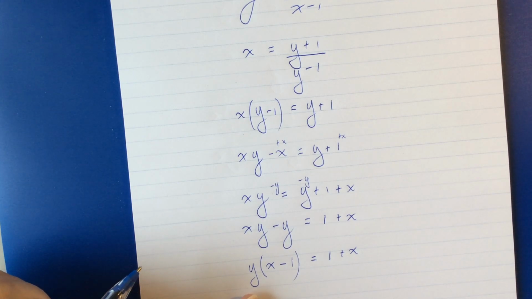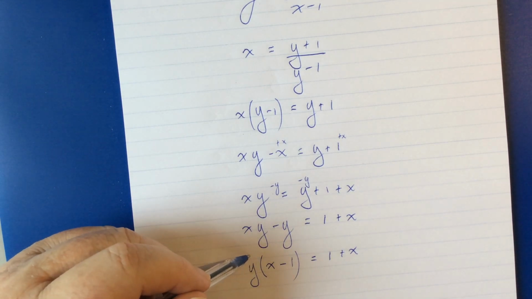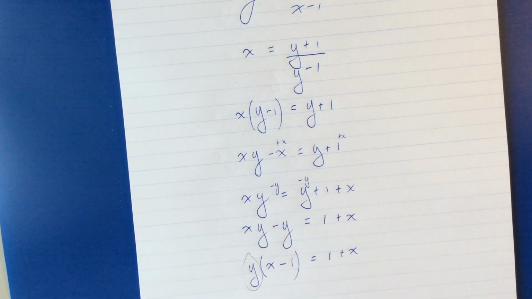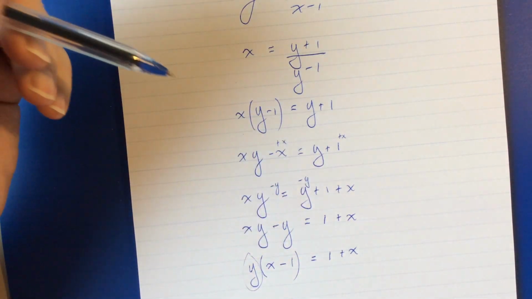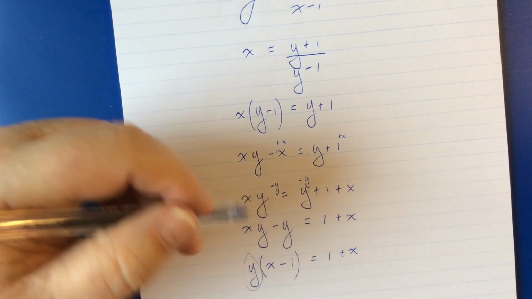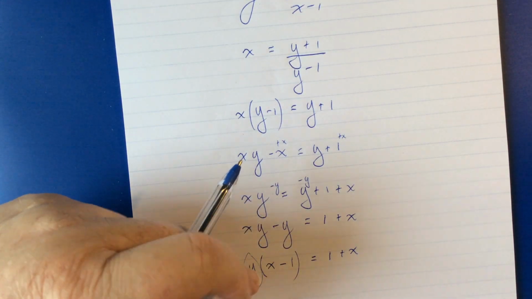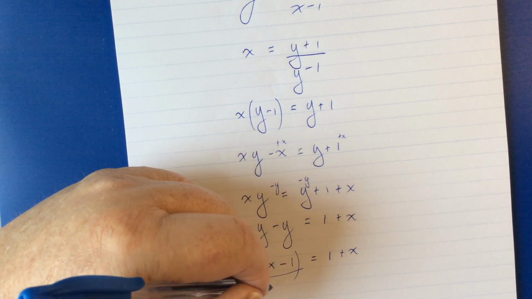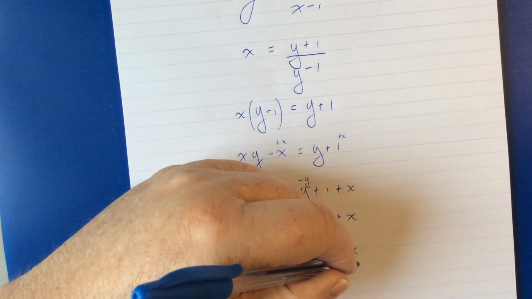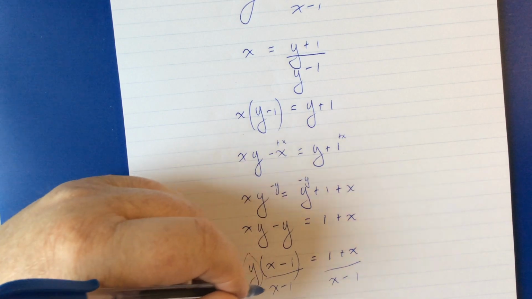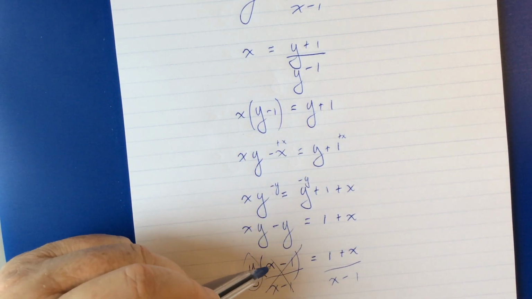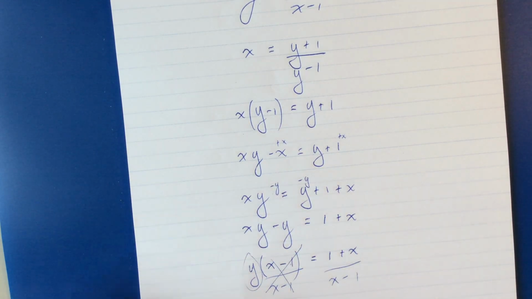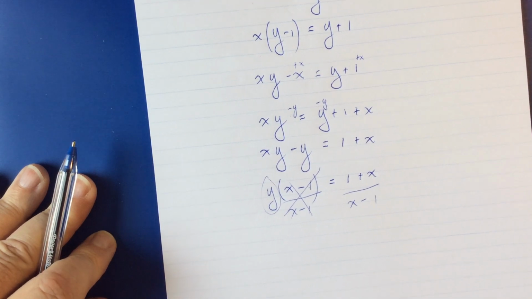Y is on its own here. I can isolate that from this. How do I do that? Well, y is being multiplied by x minus 1. So in order to isolate the y, what I'm going to do is divide by x minus 1 on both sides. That has the effect of removing this from the equation, and we have a denominator here of x minus 1.